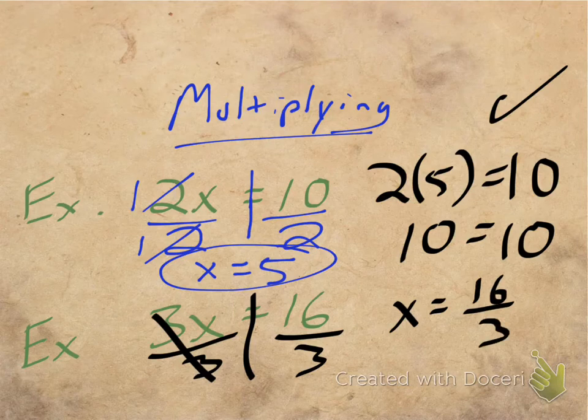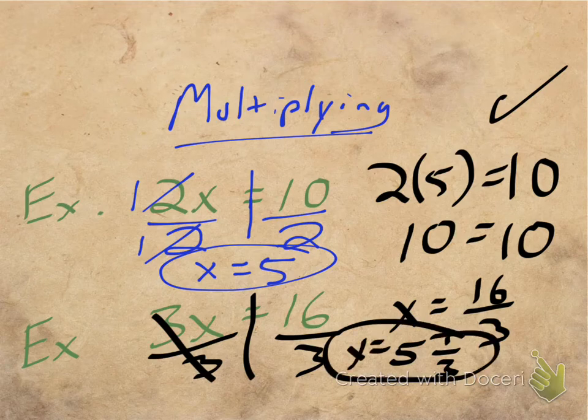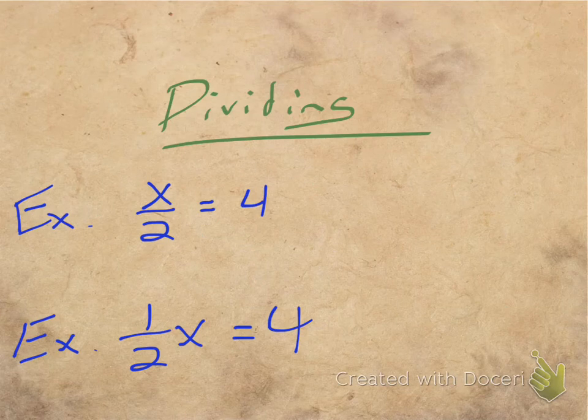Now, if you were in algebra, I would say leave it right there. But you're not, so you have to change it back into a mixed number. How do you do that? You do 16 divided by 3. 3 will go into 16 5 times with a remainder of 1. So it's 5 1/3. That's it.